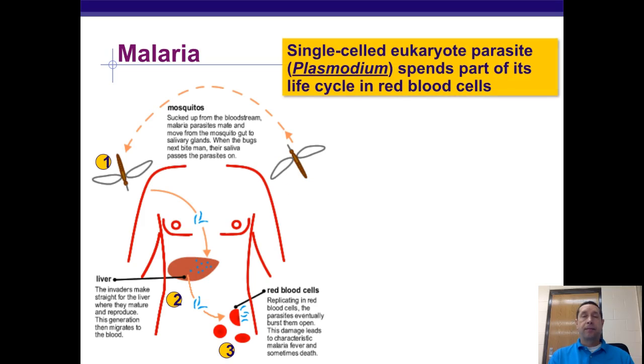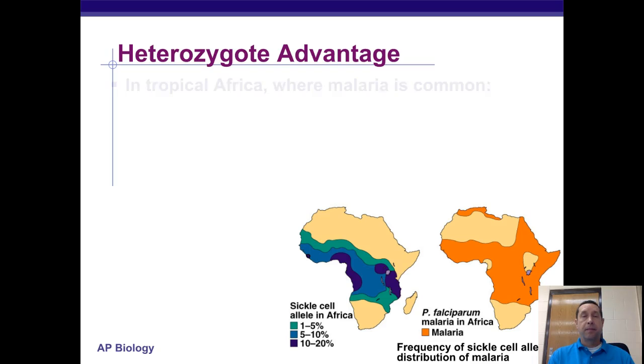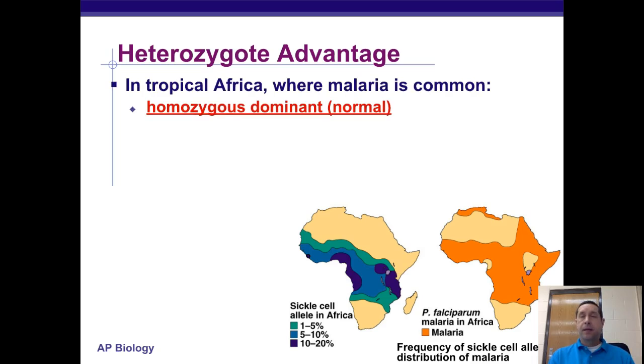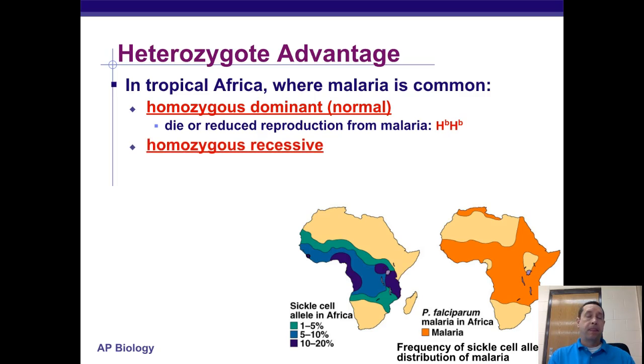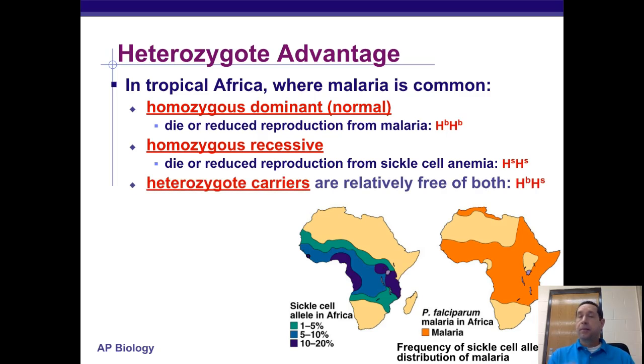It has to do with malaria. Malaria spends part of its life cycle in the red blood cells. People that are sickle cell carriers, that are heterozygous, are more resistant to malaria. The homozygous dominant, if you live in parts of the world where malaria is a problem, might die from malaria. If you're homozygous recessive, you're probably going to die or have reduced reproduction from sickle cell disease. But if you're a carrier, you're less likely to die from malaria, and you're not going to have problems with sickle cell disease. So there's an advantage there.